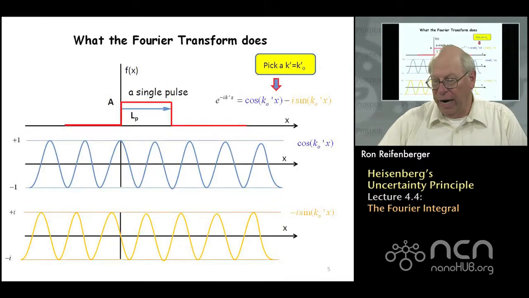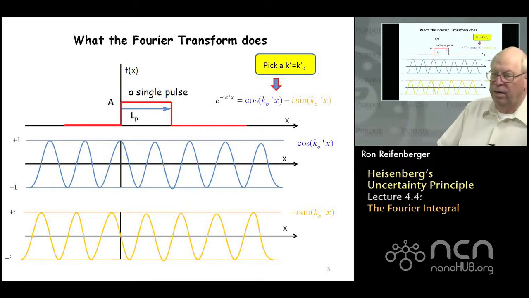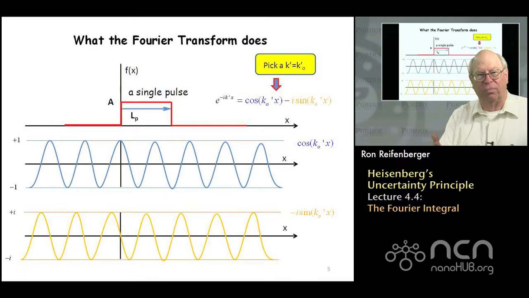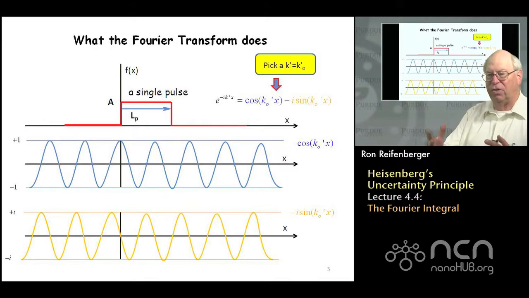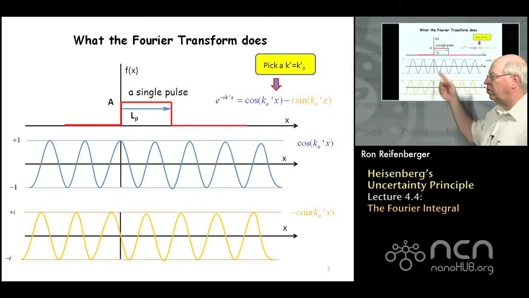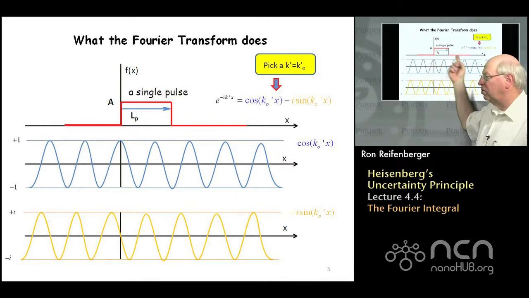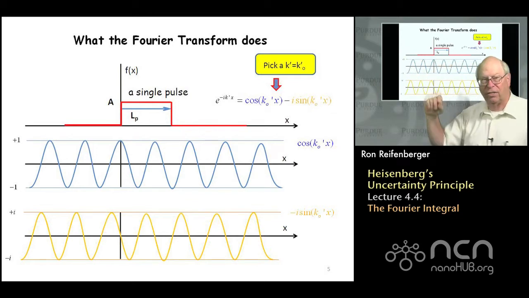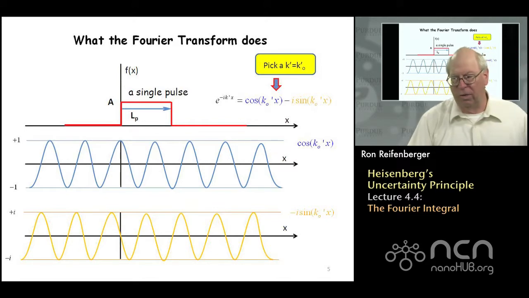And to try to illustrate that case a little bit more clearly, I like to just briefly discuss what this Fourier transform integral is doing, and I like to frame that discussion in terms of this function f of x, which is a single pulse, right? It's got an amplitude a, and it persists for a distance L sub p. Everywhere else along the x-axis, this function is equal to 0.